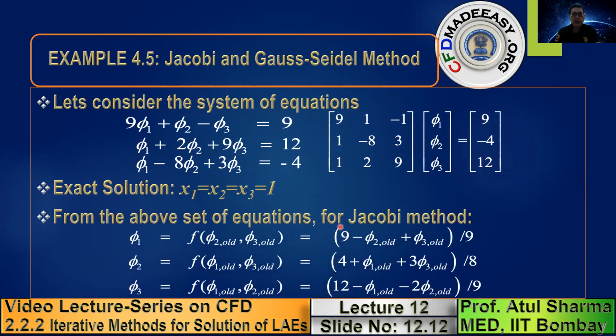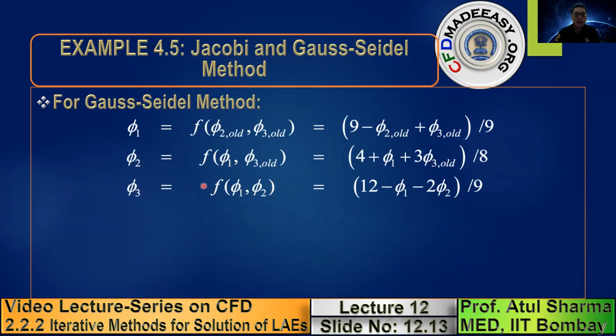So from the above set of equations for the Jacobi method, as I said, in a Jacobi method, the first equation phi1 is expressed in terms of phi2 and phi3 as shown here. In this equation, we are writing phi2 as a function of phi1, phi3. Similarly, phi3 is a function of phi1, phi2. But note that on the right hand side, if you are taking the previous iterative value, that is what we call Jacobi iterations.